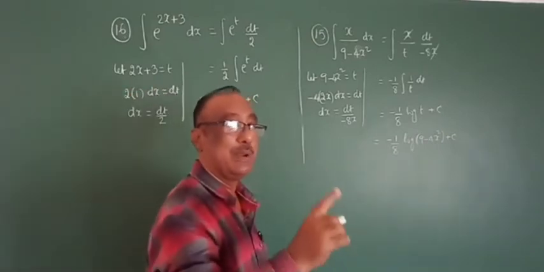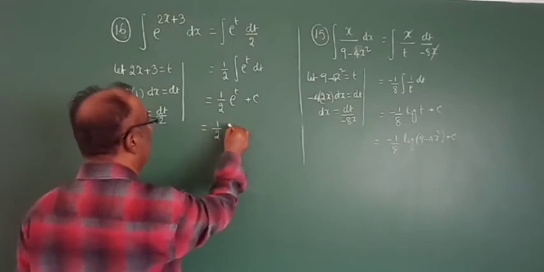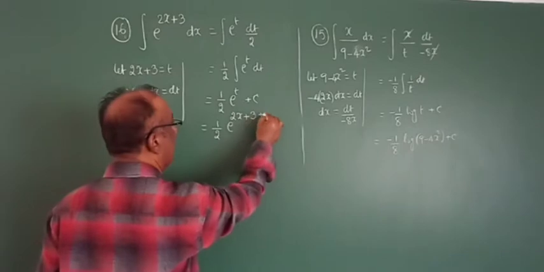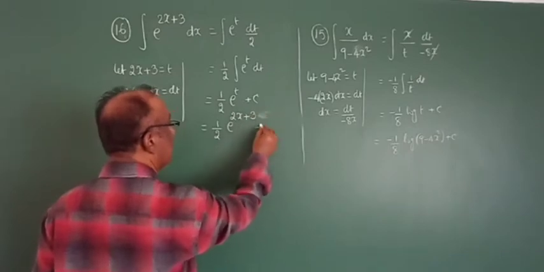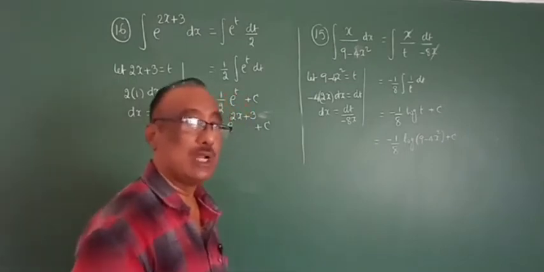Write down the original value in place of t: 1 by 2 e power of 2x plus 3 plus c. This is one method, by the substitution. Without substitution also we can do it.